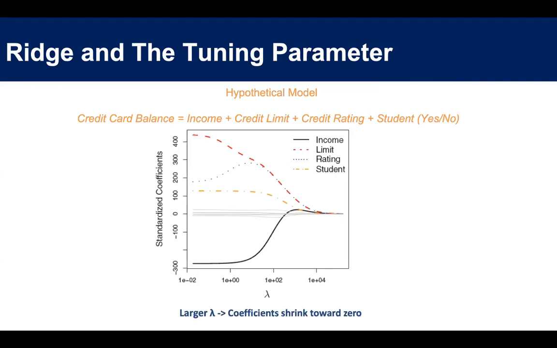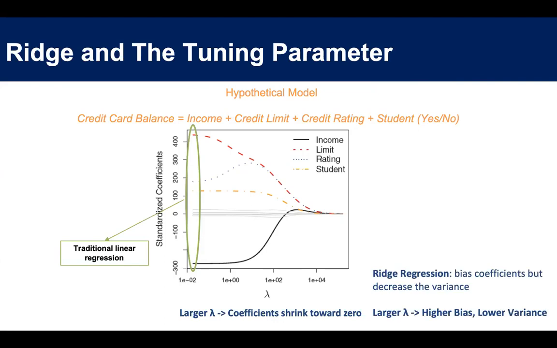You can think of the left side of this plot here as a traditional linear regression result, right? Lambda is essentially 0, so no effect on the coefficients. But then as lambda gets larger, the coefficients shrink towards 0. So it essentially has the effect of biasing the coefficients, but hopefully decreasing the variance, as we talked about with bias and variance. And so the larger the value for lambda, we would expect higher bias, but lower variance.